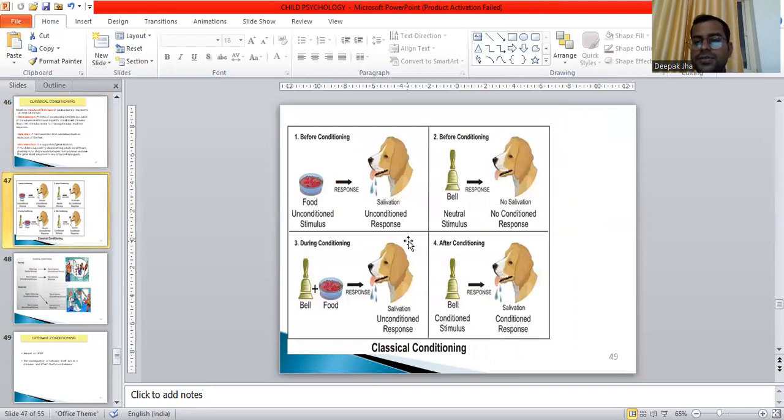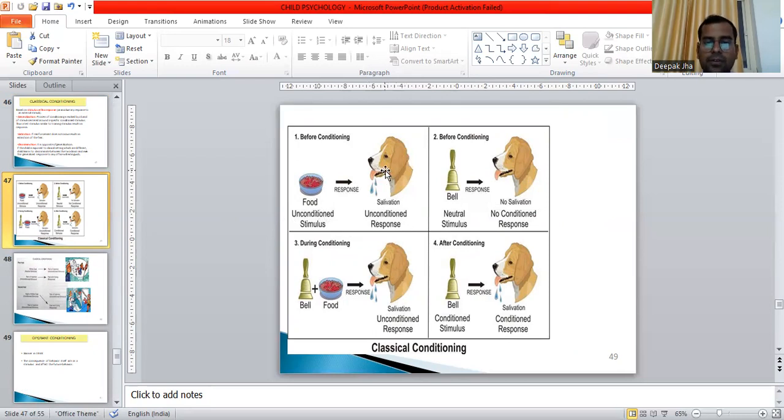Next, coming to Pavlov's classical conditioning theory. This is the classical example which Pavlov conducted. He had a dog. Before conditioning, before doing anything, whenever this dog was presented with food, it started salivating. So food here is the unconditioned stimulus, and salivation is the unconditioned response.